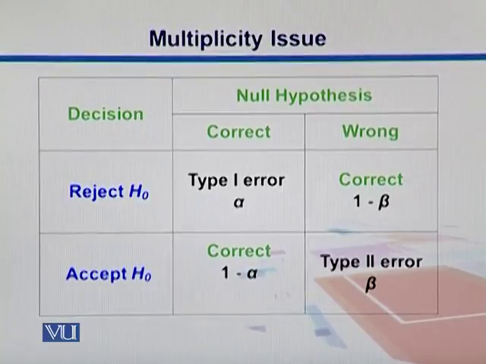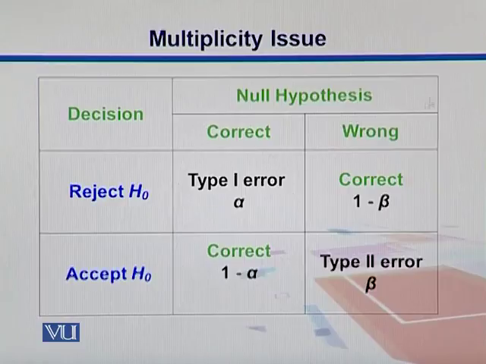So we have a null hypothesis, and this null hypothesis may be correct, this column over here, or it may be wrong. So this is our decision. We are rejecting H0. H0 was correct, the null hypothesis was correct, but we rejected that. We accepted the alternative hypothesis. So actually there was not any significant difference, but we detected a difference. So in that case we are making an error. We call it type 1 error or alpha.